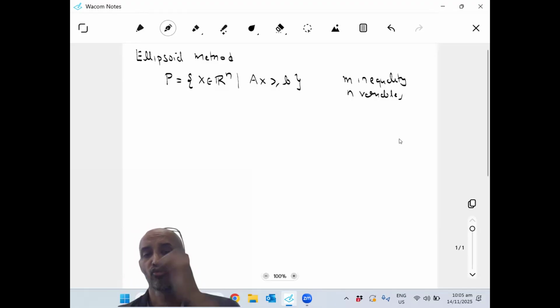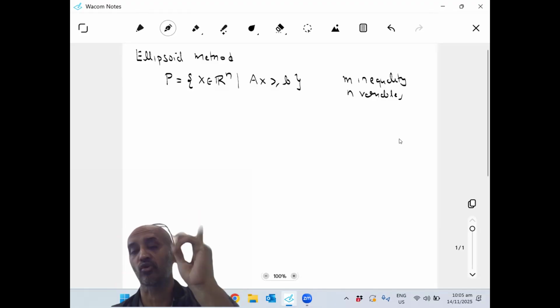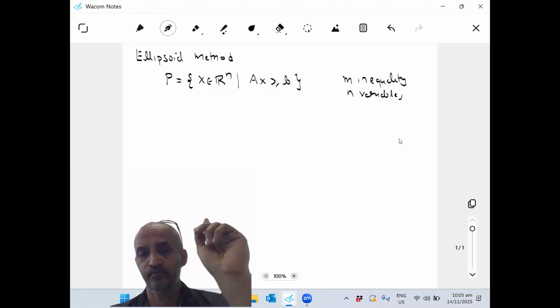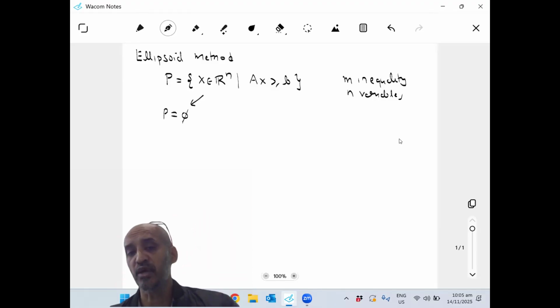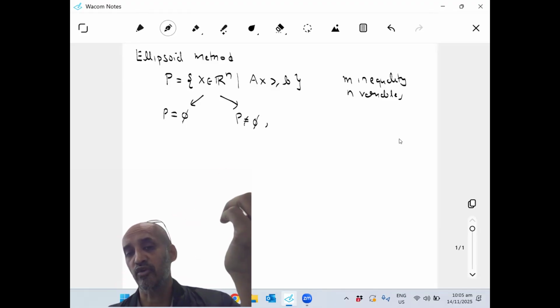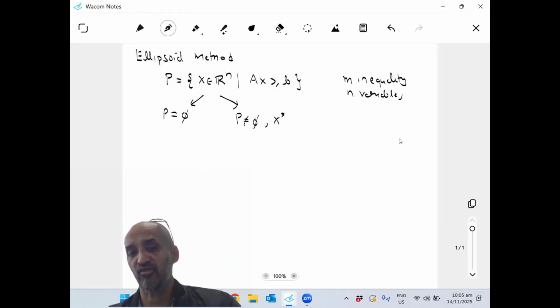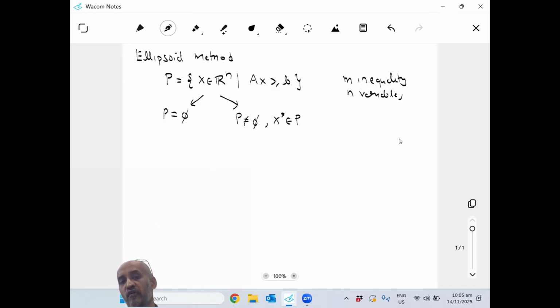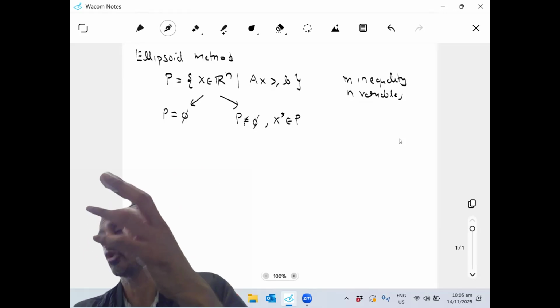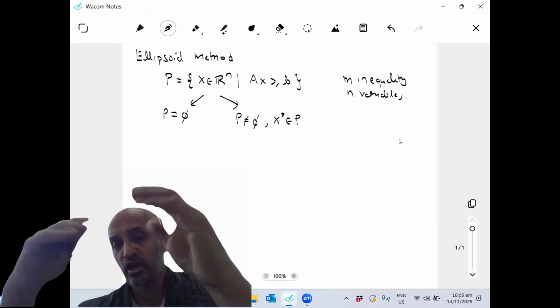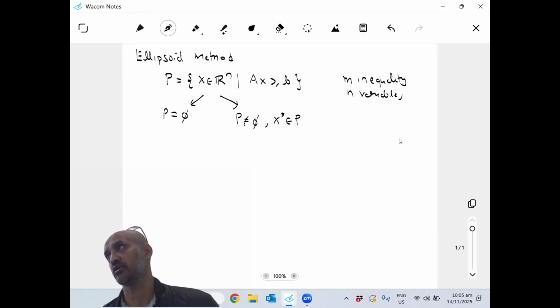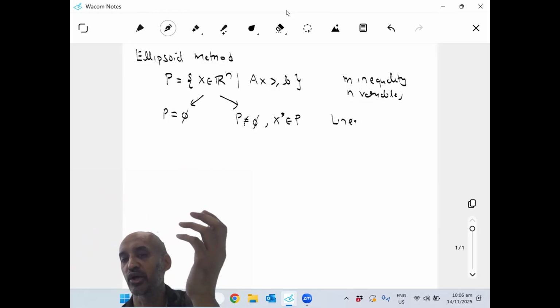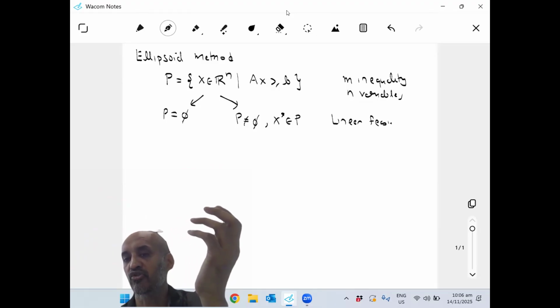It's a feasibility problem, so the algorithm has to do one of two things. Either say that P is empty, or, if P is non-empty, identify that along with a certificate, basically a point x star which lies in the set P. So given any polyhedron, you either want to find that the set is empty, or if it is non-empty, find a point in the set. That's what's called the feasibility problem, and it's a linear feasibility problem because there are only linear constraints.